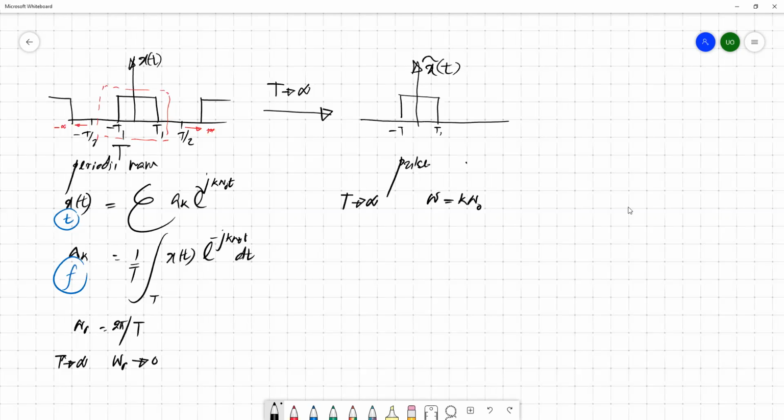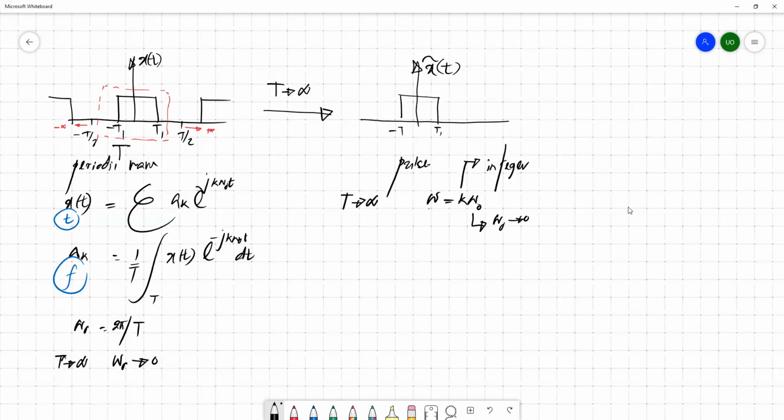So k is actually an integer. We know that k takes values like 0, plus or minus 1, plus or minus 2, plus or minus 3. Likewise, you can take any value between minus infinity and plus infinity for this particular k. So this omega naught is converged to 0.